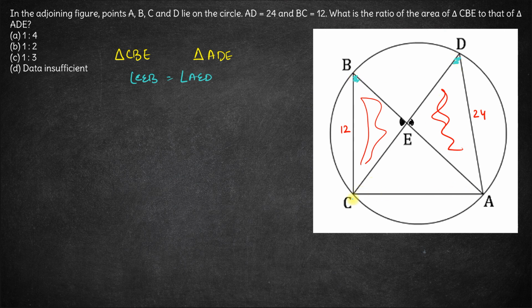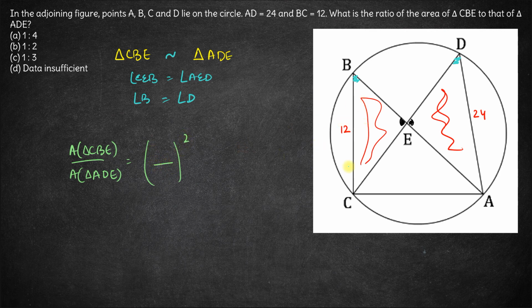Also, this angle must be equal to this angle. Why? AC is a chord, and the AC chord is making these two angles in the same segment. So, angles made by a chord in the same segment of the circle are equal. Angle B is equal to angle D. Now, in these two triangles, since two angles are equal, both these triangles will be similar triangles. Triangle CBE will be similar to triangle ADE by the AA rule. Now, since the triangles are similar, the ratio of the area of triangle CBE and area of triangle ADE will be the square of the ratio of their sides.